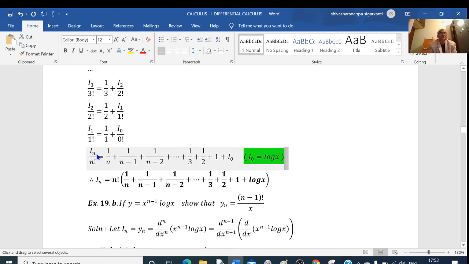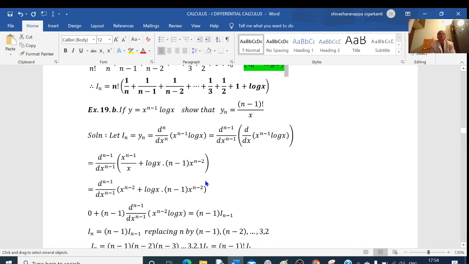So that is here I_n by n factorial equal to 1 by n plus 1 by (n minus 1) plus 1 by (n minus 2), up to 1 by 3, 1 by 2, 1, plus log x. Taking the cross multiplication, I_n is equal to n factorial into (1 by n plus 1 by (n minus 1) plus 1 by (n minus 2) plus up to 1 by 3, 1 by 2, plus 1 plus log x). So this is our nth derivative of x to the power of n into log x.